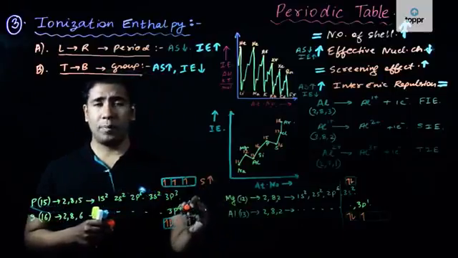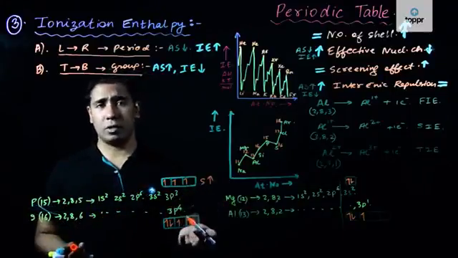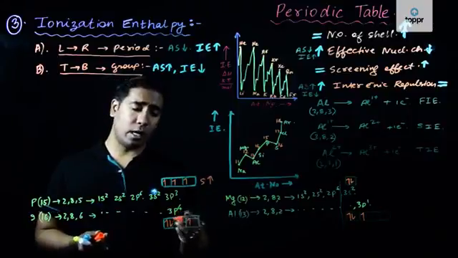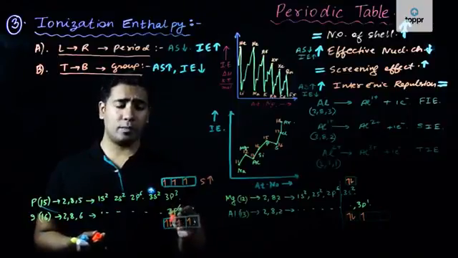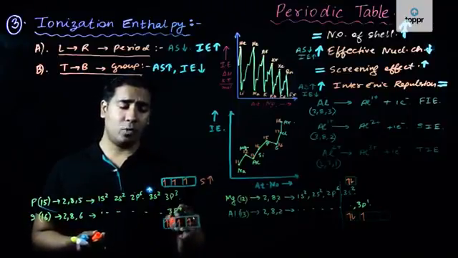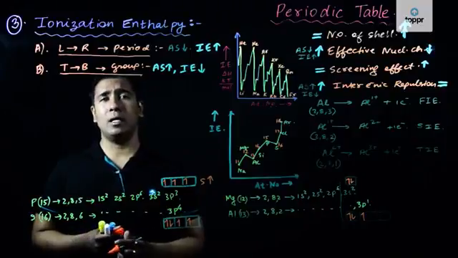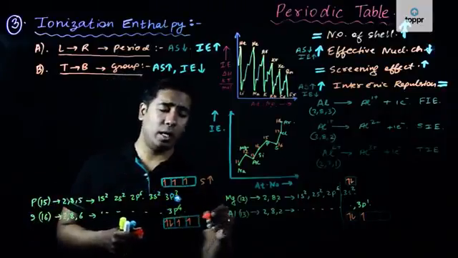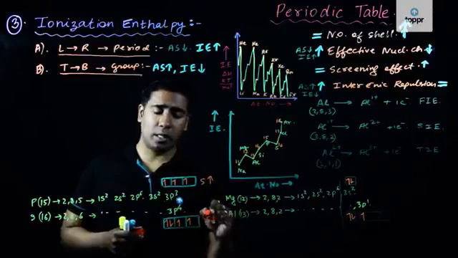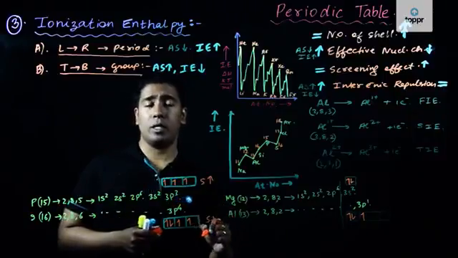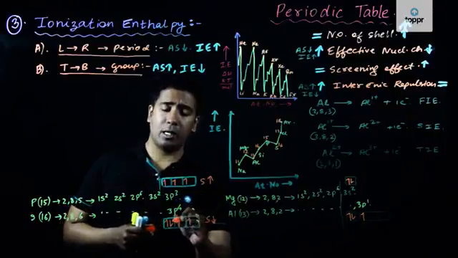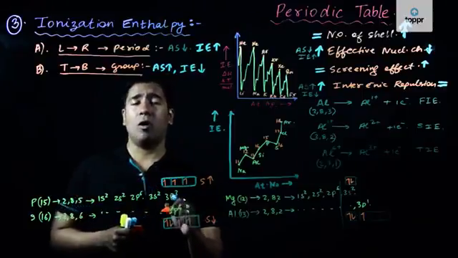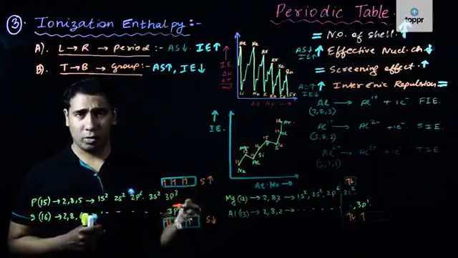In the case of sulfur's p subshell, you might argue, sir, even this is half filled, right? However, this is half filled, but it has one more electron, and because it has one more electron, this second electron can very easily be removed. Hence, we have lesser stability here in the case of sulfur as compared to phosphorus, as regarding the strength of the most easily detachable electron.